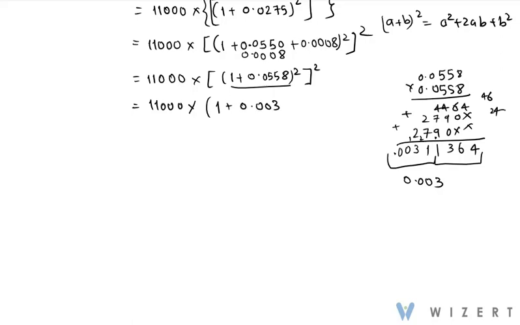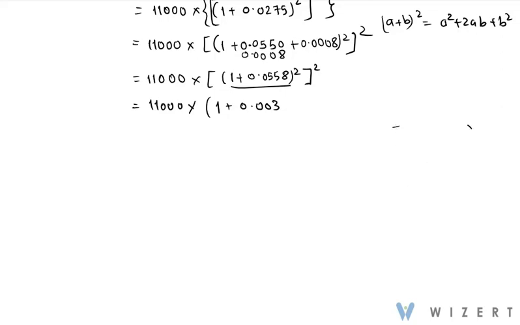So 1 plus 0.003. This is a square plus b square, and now we have to find the value of 2ab. So 2ab is 2 into 0.0558, which is equal to 8 2s are 16, 5 2s are 10 plus 1 is 11, 5 2s are 10 plus 1 is 11. So this should be here, and since we are required to keep it accurate till 3 digits after the decimal point, this 16 will convert to 2.